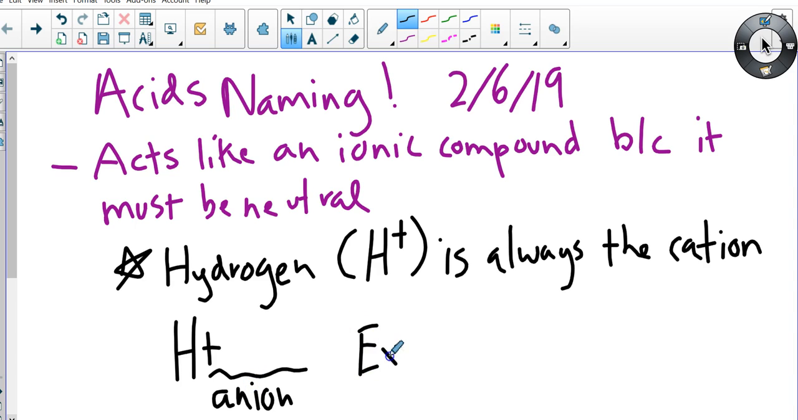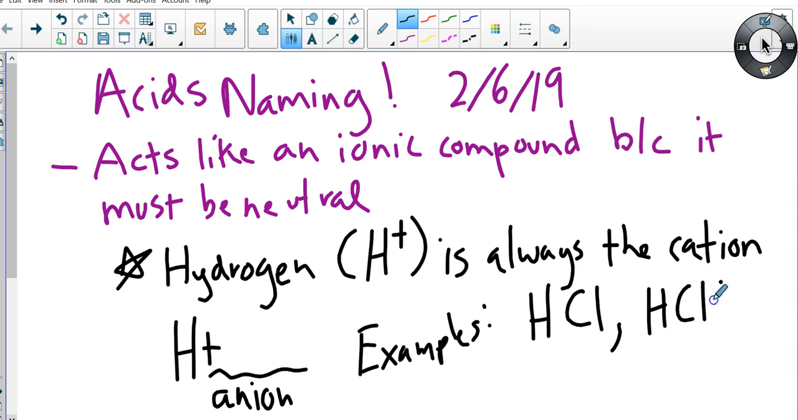Example. HCl. See how it starts with H? That's how you know it's an acid. Or it could be HClO3. See how it starts with H? That's how you know it's an acid. Or it could be H and then ClO2. See the H? That's how you know it's an acid.